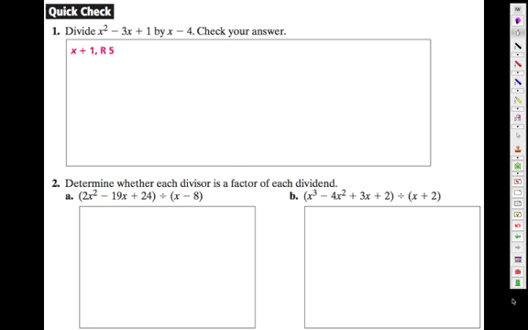Okay, number 1 is what I got, x plus 1 and then remainder 5. So remember that we put the 5 over x minus 4. The book does it this way, but we're going to be doing it the other way. Number 2, yes, it is. And then B is no.